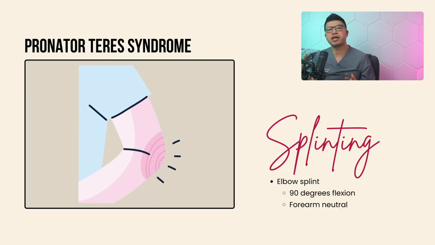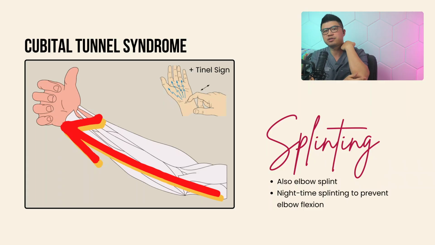The median nerve compression syndrome is called pronator teres syndrome, named for the muscle at the forearm. It's kind of like carpal tunnel for the median nerve, except that it occurs at the elbow. In fact, pronator teres syndrome has the same symptoms as carpal tunnel syndrome. Since it happens at the elbow, the splint would be, you guessed it, an elbow splint in 90 degrees with the forearm in neutral.